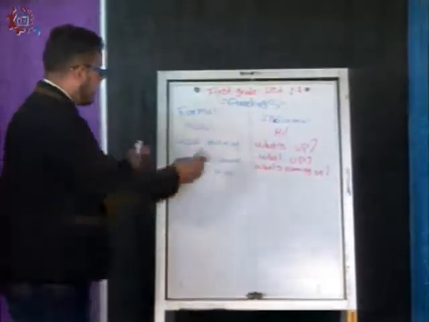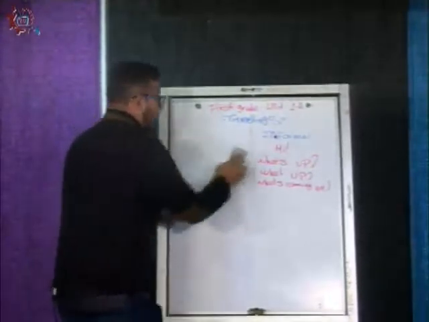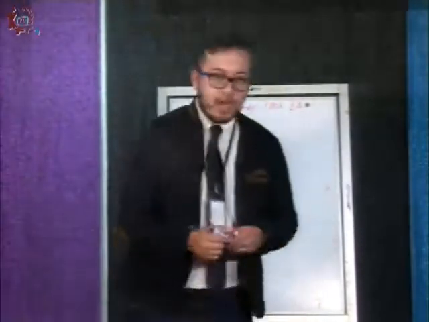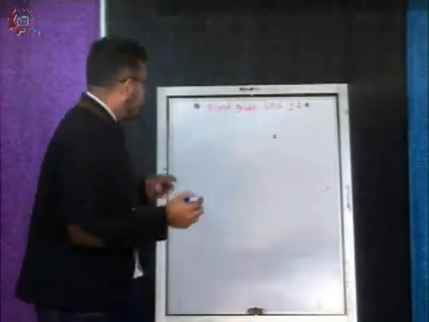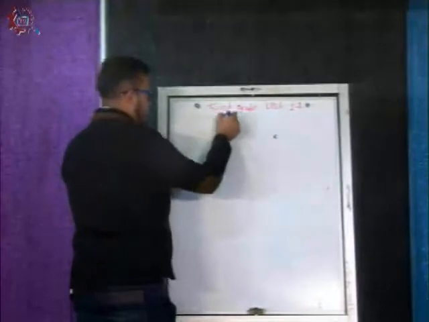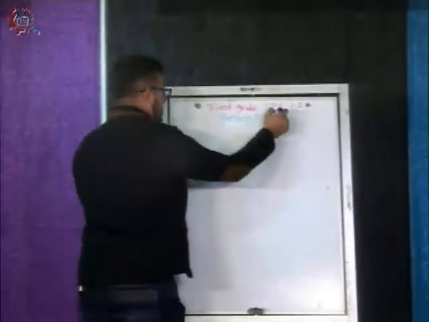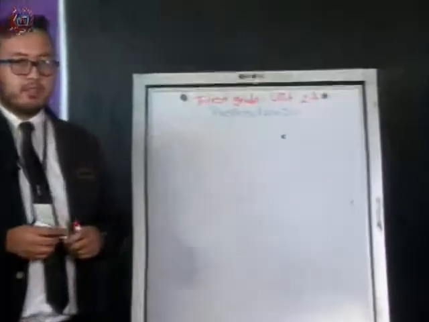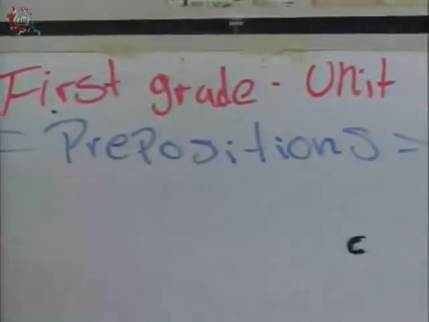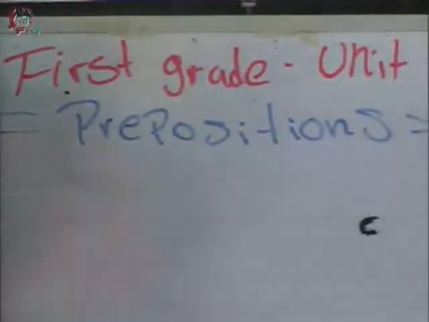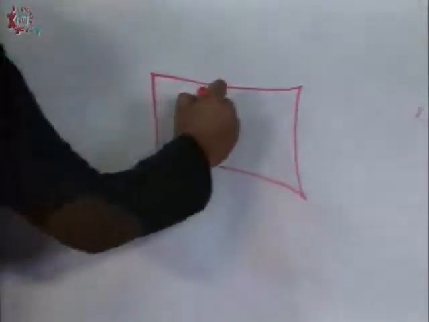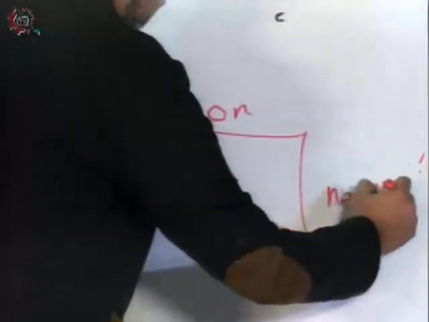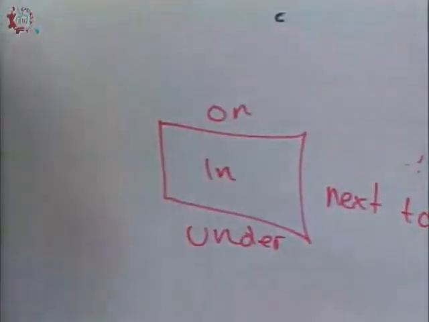So I'm going to raise this. Now we're going to change to the main principal topic of this unit, that is prepositions. Prepositions. Okay, please, next page of your notebook, and write down prepositions. Now, you're going to draw a box, all right? A box. And you're going to write in, on, under, and next to. Next to, all right? Please, copy.